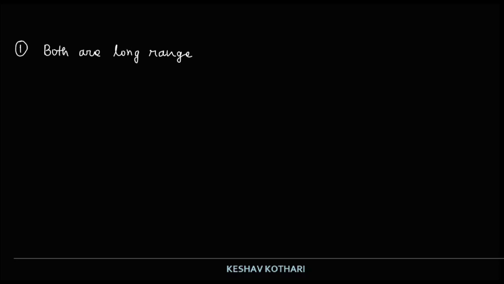When I say that both are long range, I am basically saying that they both depend upon the inverse of the square of the distance from the source. In the case of the Biot-Savart law, dB is inversely proportional to r square, and similarly for electric field, E is inversely proportional to r square. So that is the first point of similarity between them. They both are long range, and the value of B is inversely proportional to r square, and so is the value of electric field.